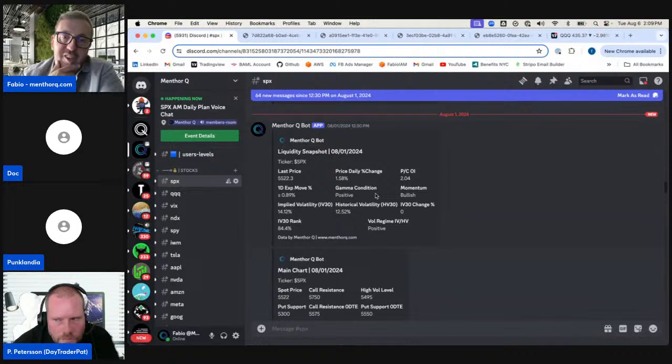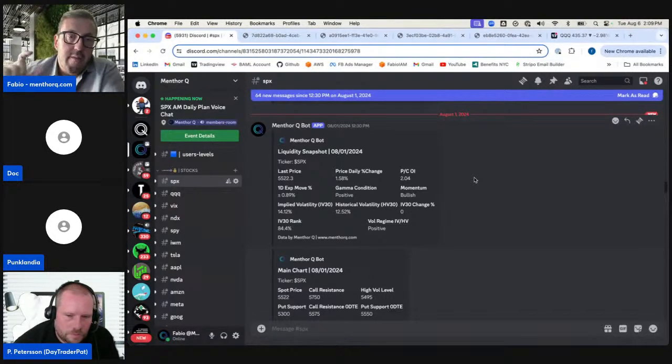Exactly like what you were saying, Patrick. So the first step when I log in the morning is I would look at the data. Let's start from the SPX. We can also do it on stocks and futures. But essentially, what you want to see is a snapshot. This is like a liquidity snapshot.